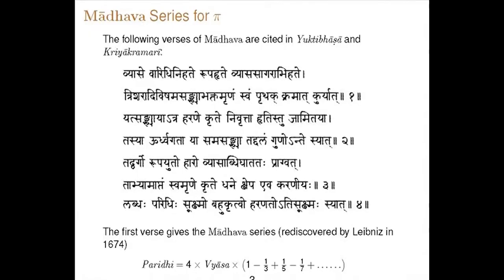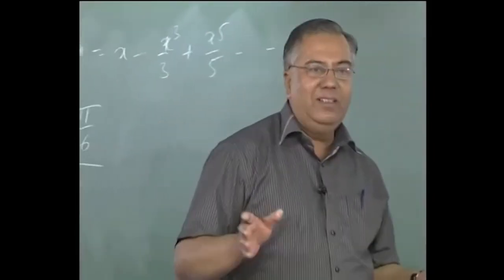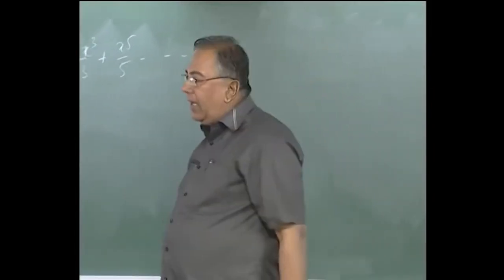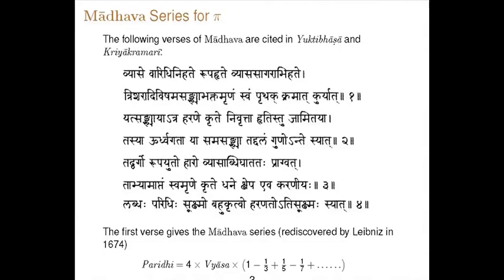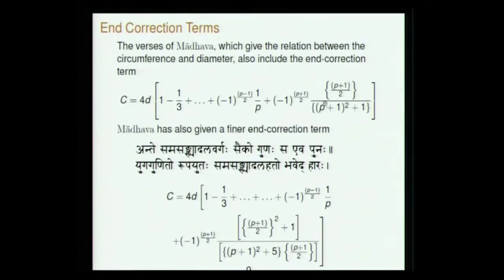Yat sankhyaya atra harane krite nivritta hritistu jamitaya. So, by going on successively dividing by the odd numbers, if you really get bored after some time, when you get tired or bored, jamitaya nivritta hritihi, then take the following correction immediately after that. So, once you get tired after dividing and summing these terms, whichever point you feel like, you then do the following correction. So, what is he saying? The correction term proposed by Madhava is (p plus 1)/2 divided by (p plus 1) whole squared plus 1. Let us see from the verse.